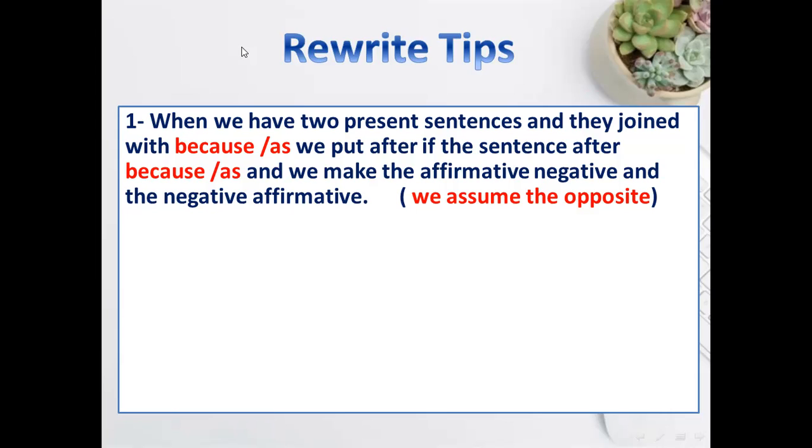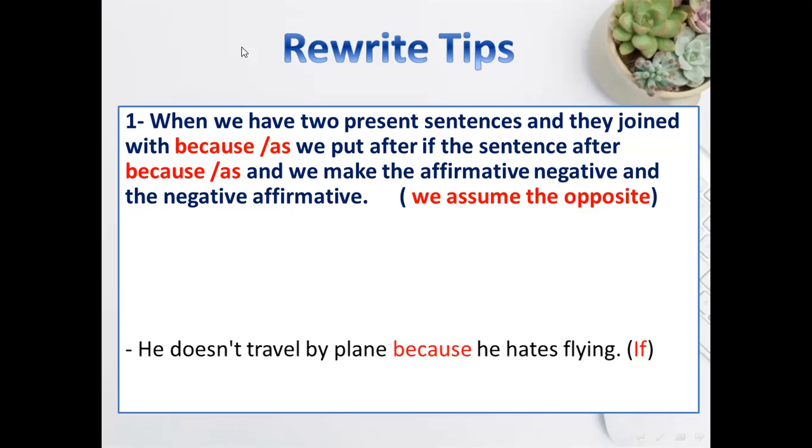We assume the opposite. Okay, for example, he doesn't travel by plane. Doesn't travel is present simple negative because he hates flying. He hates flying is present simple affirmative. Okay, now I want to use if. If the two sentences are present, I use the second conditional.